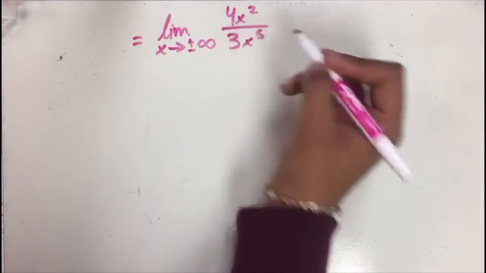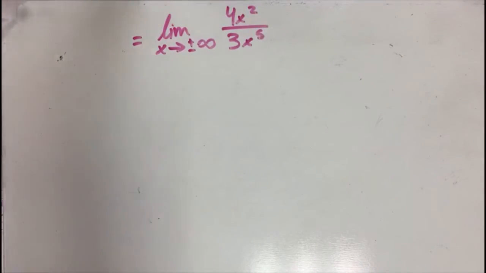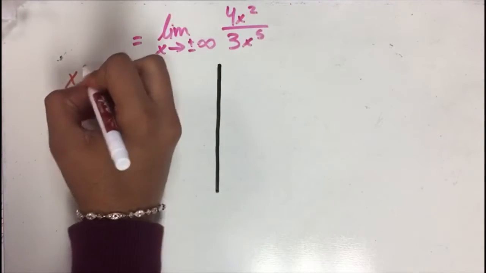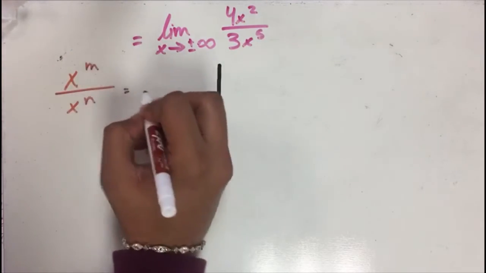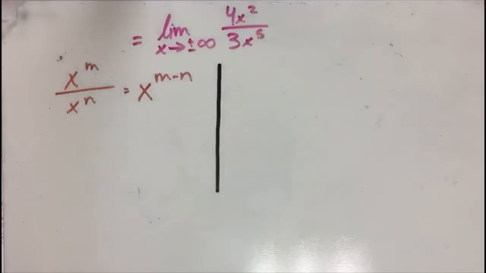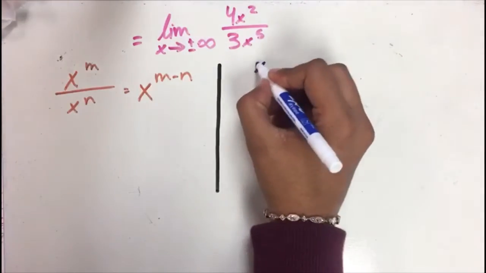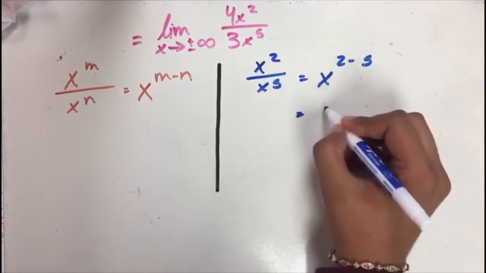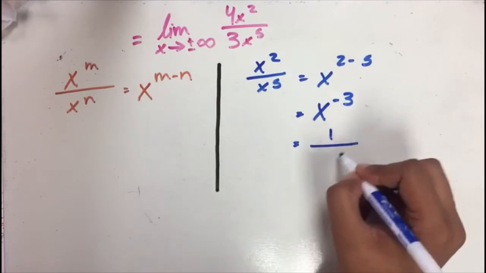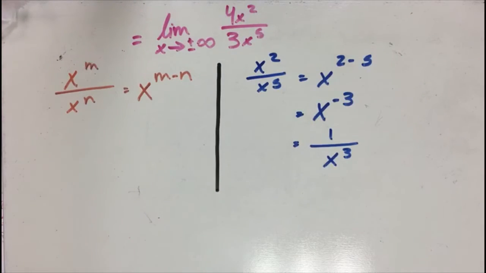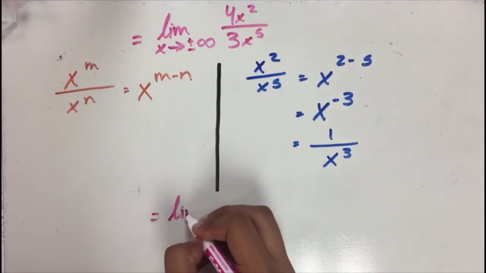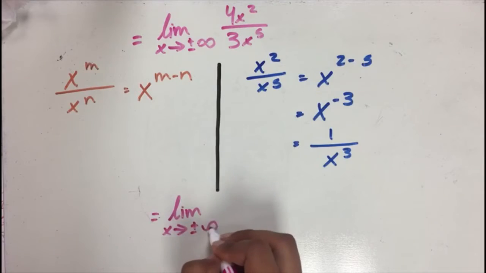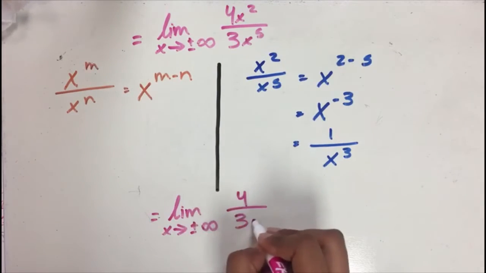This rule states that x to the m power over x to the n power can be simplified by subtracting n from m. In this case, x squared over x to the 5th power is equal to x to the -3rd power. To get rid of the negative power, you can make x to the -3rd power as 1 over x to the 3rd power. Now we can substitute in the positive and negative infinity into x.